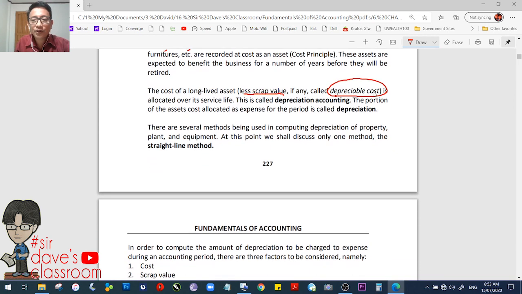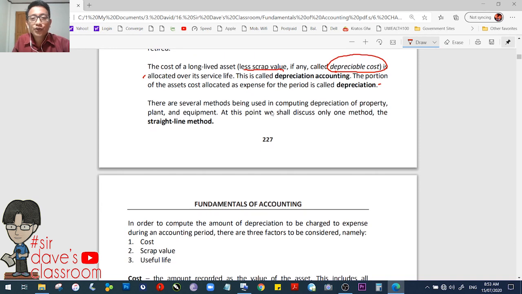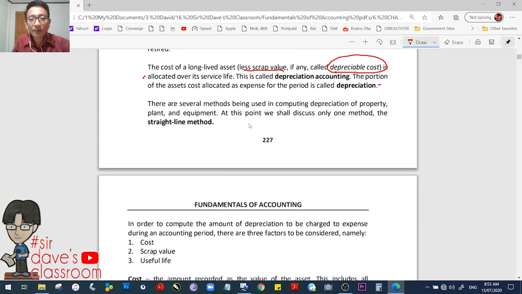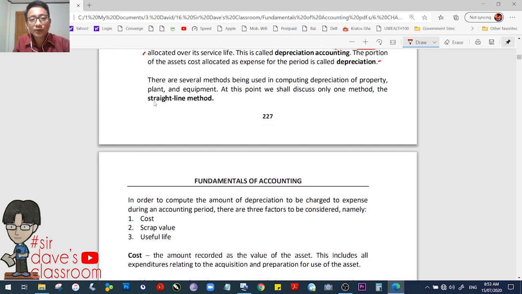The depreciable cost is allocated over its service life, also known as the useful life of the asset, as expense for the period. It is called depreciation expense. There are several methods used in computing depreciation of property, plant, and equipment. At this point, mahalaga na matutunan mo muna yung straight line method of depreciation.